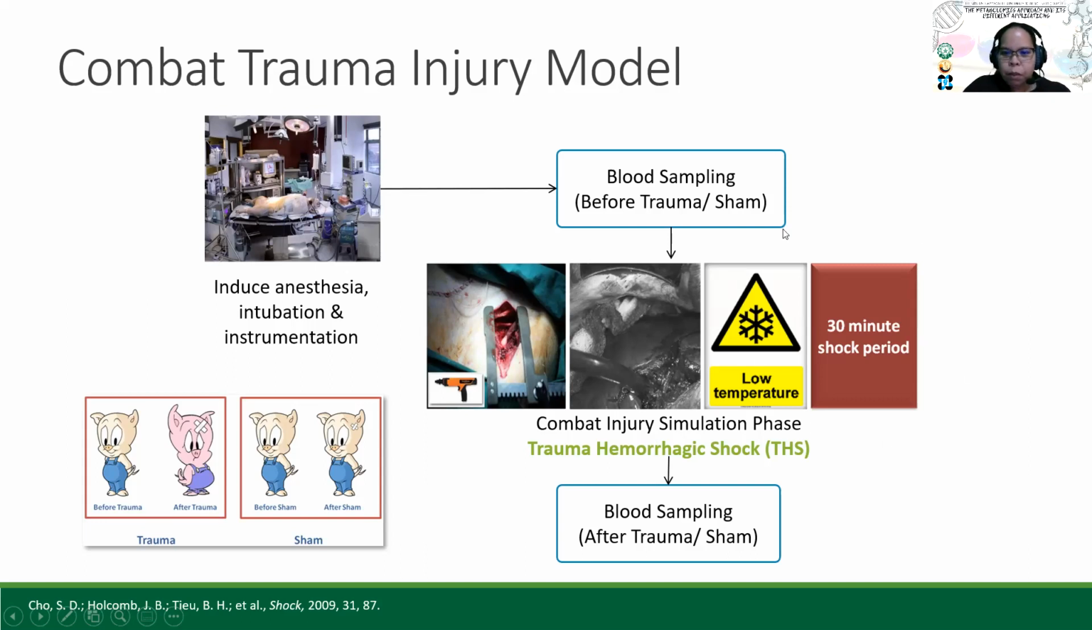So with this combination of injury, you expect trauma hemorrhagic shock to develop, and afterwards, blood is again obtained in order for us to later on be able to compare the metabolic profiles before and after trauma in comparison to your sham, which has been subjected to all the different procedures such as anesthesia, intubation, instrumentation, except for this injury phase. And in this manner, we'll be able to identify ano ba yung metabolic changes that can be associated with trauma injury.